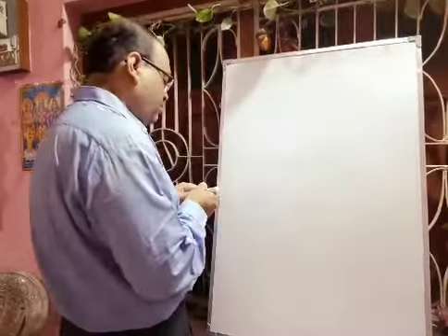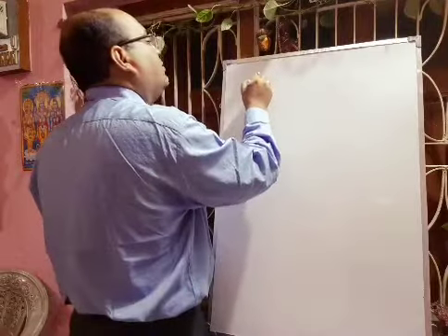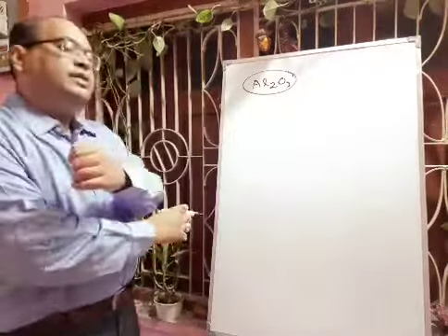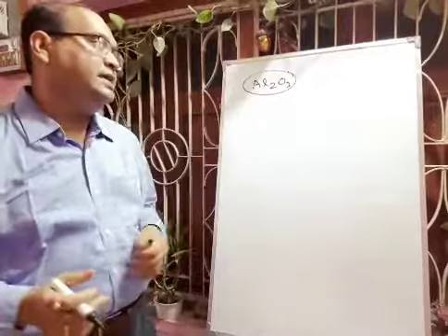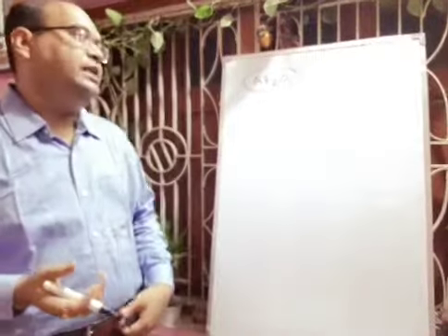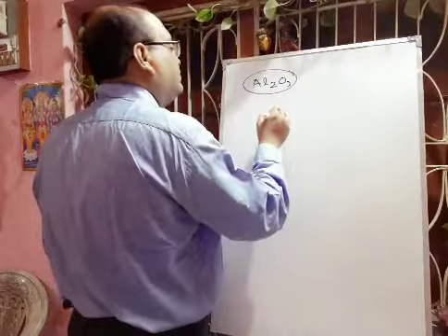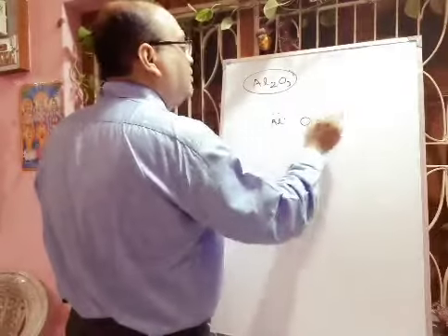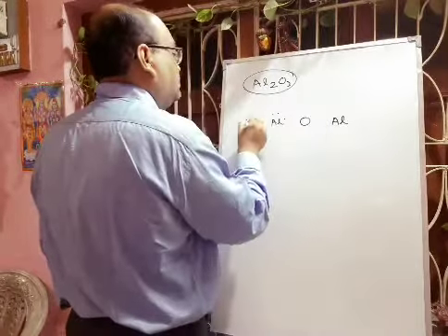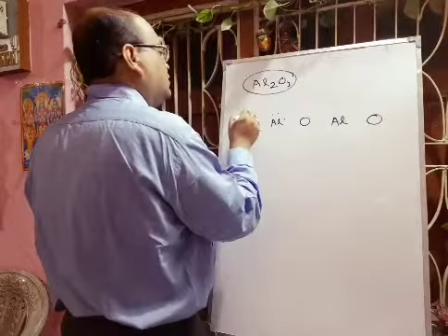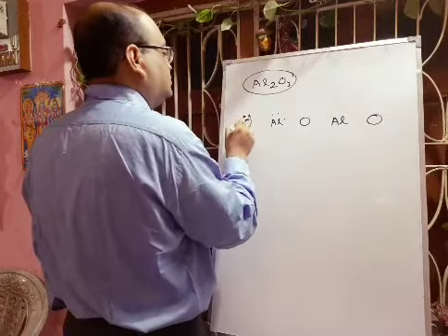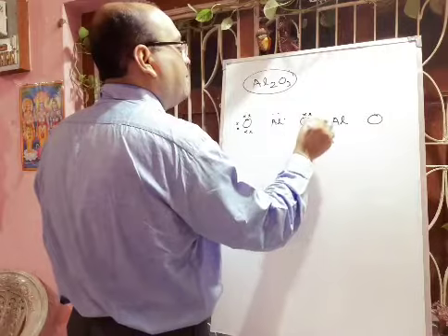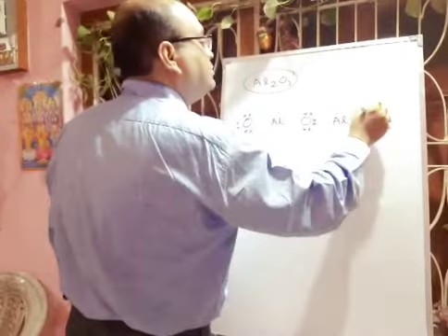Next we will discuss another compound, that is aluminium oxide. In the case of aluminium oxide, the electronegativity difference is very high, so definitely it will form an ionic compound. Aluminium has 3 electrons, and between 2 aluminiums I am taking 1 oxygen, and on this side 1 oxygen. Each oxygen has 6 electrons. This aluminium has 3 electrons.